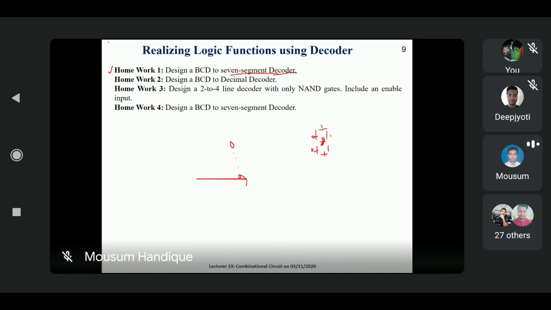Homework 2, design a BCD to decimal decoder. Decimal decoder means 0 to 9 again. If you are counting 0 to 9, that is 10 numbers. So how do we design the BCD to decimal decoder? This is homework 2. Homework 3, design a 2 to 4 line decoder with only NAND gates. Include an enable input.